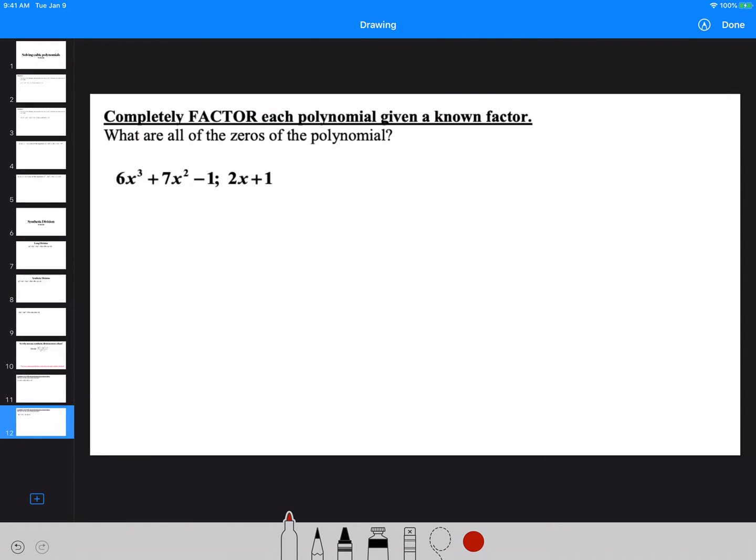All right, now try this one. Completely factor each polynomial given a known factor. Please pause the video now and try this one.